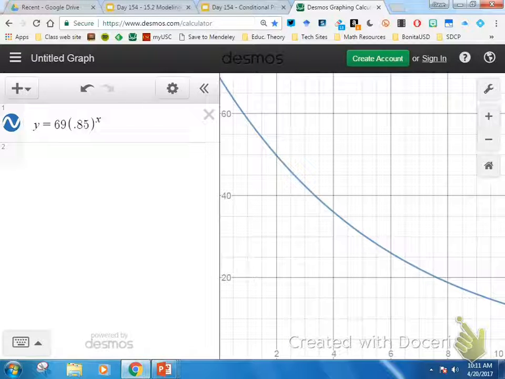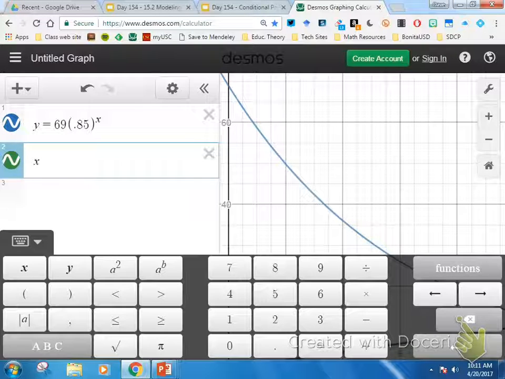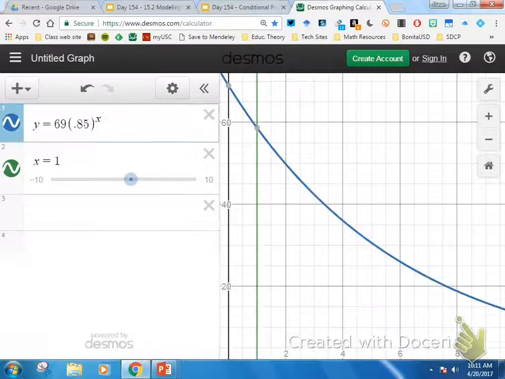So here we go. What do you notice about my graph? It starts at $69. What do you notice about the value of her book over the years? It's going down, right? After 1 year, we know x is our time, or our t, so x is equal to 1. What's the value of her book after 1 year? Good, y'all see that $58.65, right?